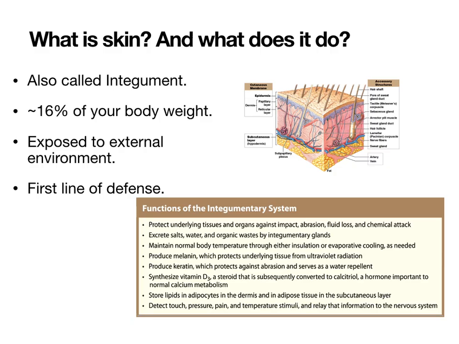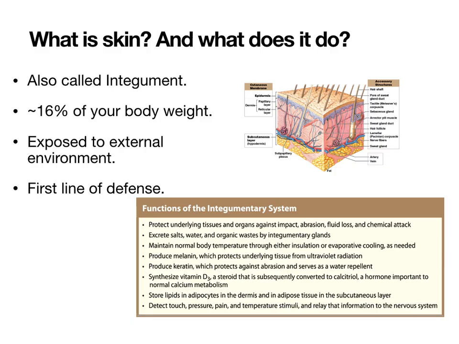It produces melanin, which is important in protection of the underlying tissue from the UV radiation. It produces keratin, which is an important protein which protects against abrasion and serves as a water repellent. It also synthesizes vitamin D3, which is a steroid that subsequently is converted to calcitriol, which is a hormone important to normal calcium metabolism.